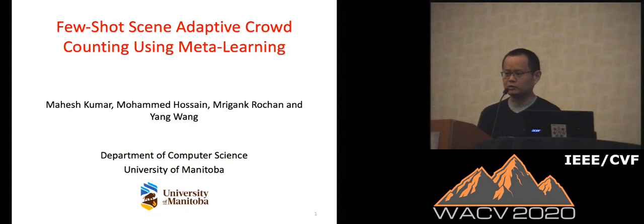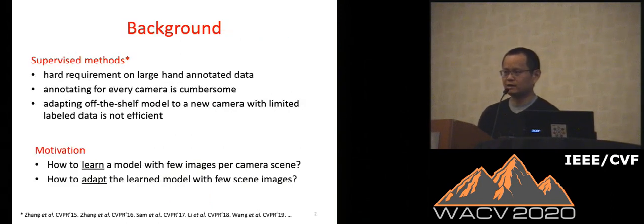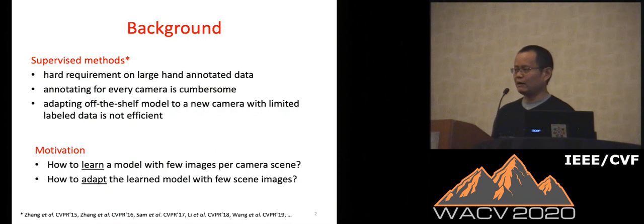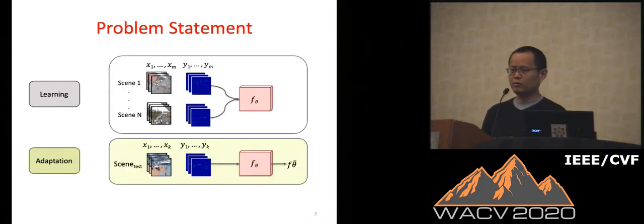The common approach for solving this problem is, given an image, you have a CNN model that estimates the density of the image, so that the final count can be obtained by just summing over the values in the density map. Most work in this area focuses on supervised approaches, but the problem is that they typically require a large amount of hand-annotated training data, which is very expensive to get. In particular, if you want a counting model for every camera scene, this is even more challenging.